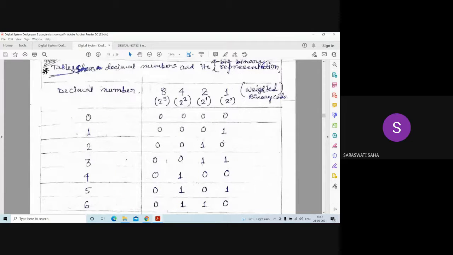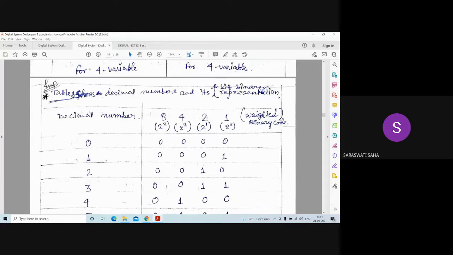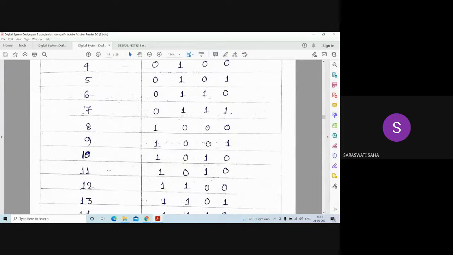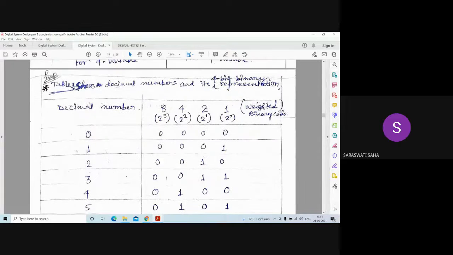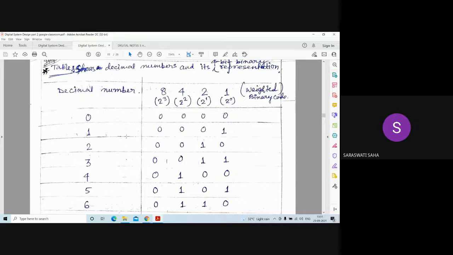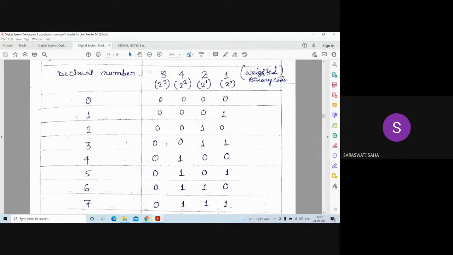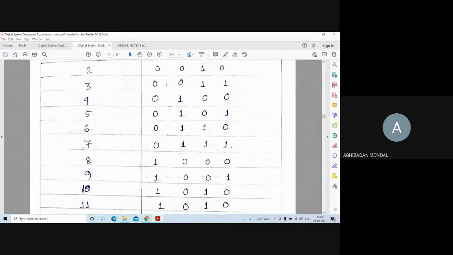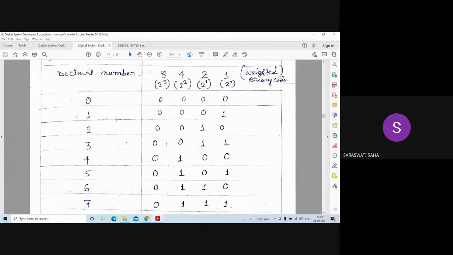Now here is the conversion table. It shows easily how we can convert any decimal number into binary form, at least up to 15. This is a very easy way. You already know this is four variables. For four variables, four inputs are there, so we need 0 to 15, that is 16 combinations. What will be the combination? Just see this.